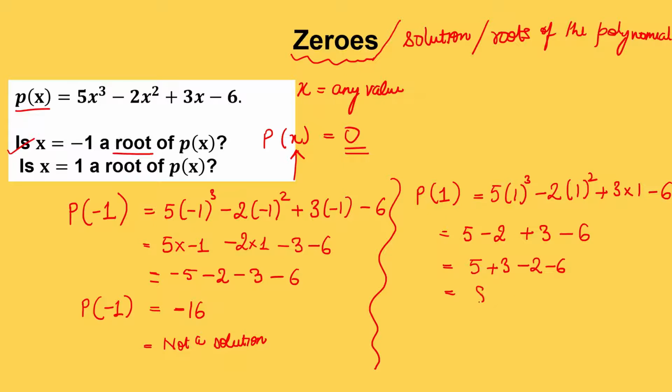5 plus 3, 8, negative 2, negative 6, negative 8, which will give you 0. Since your result is 0, which means yes, it is a solution, it is a root, or it is a zero of the given polynomial.